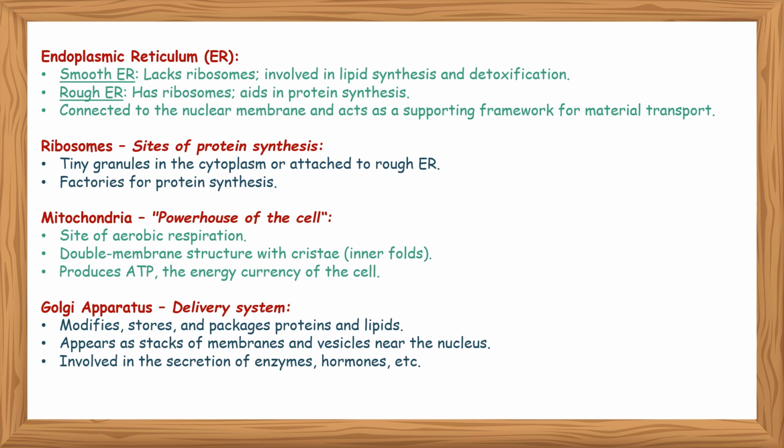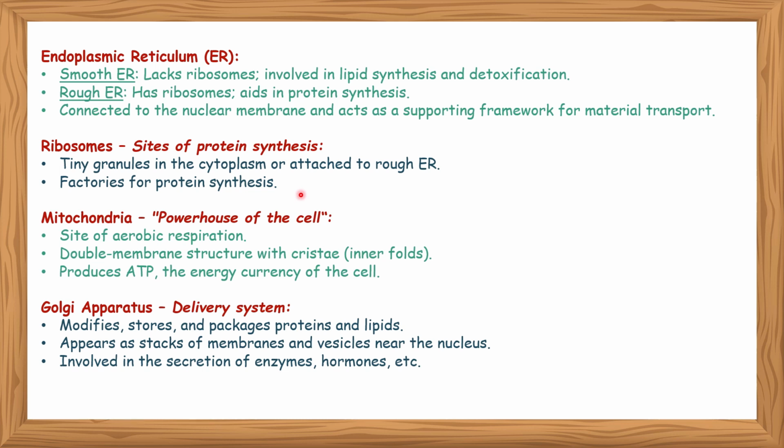Endoplasmic reticulum. Smooth endoplasmic reticulum lacks ribosomes and is involved in lipid synthesis and detoxification. Rough endoplasmic reticulum has ribosomes, aids in protein synthesis, is connected to the nuclear membrane, and acts as a supporting framework for material transport. Ribosomes are the sites for protein synthesis. The tiny granules in the cytoplasm are attached to the rough endoplasmic reticulum. Ribosomes are the factories for protein synthesis.